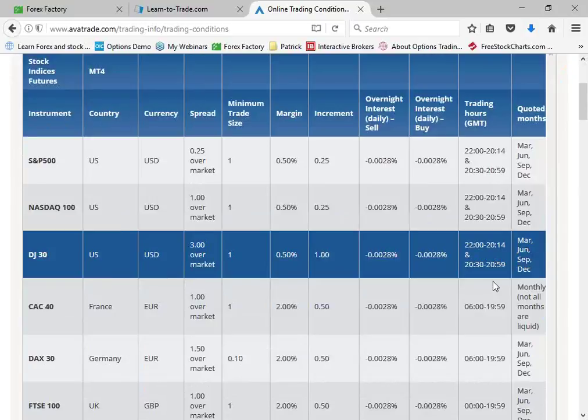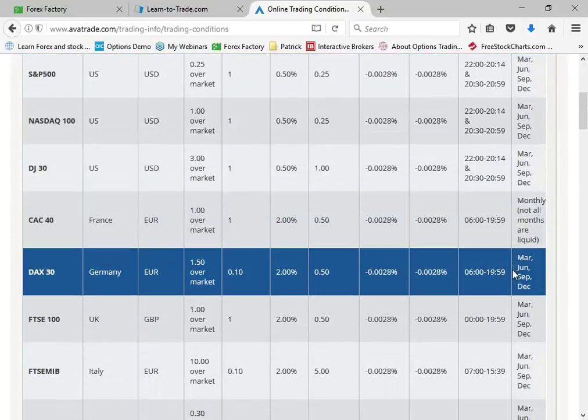And if you're looking at trading the DAX, which is German index, 6 a.m. to 8 p.m. GMT time, so subtract 4 hours would be 2 a.m. until 4 p.m.